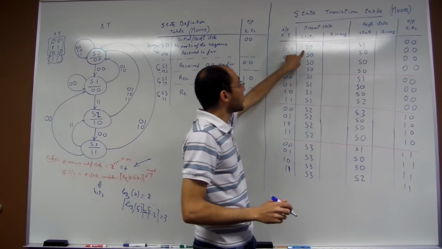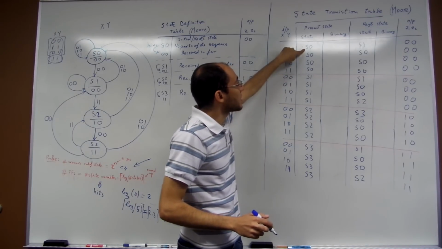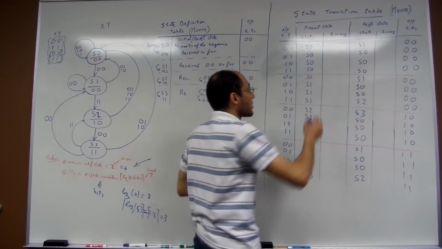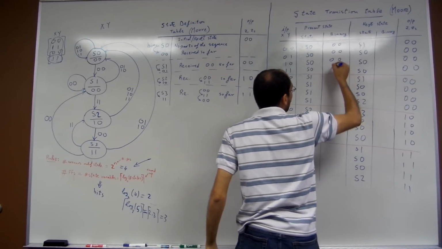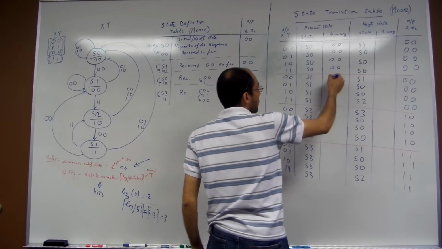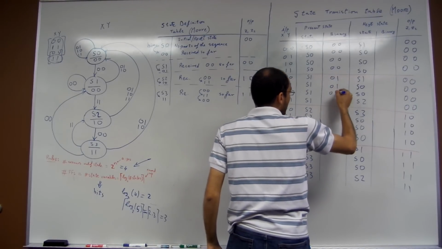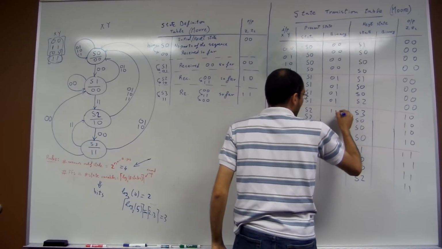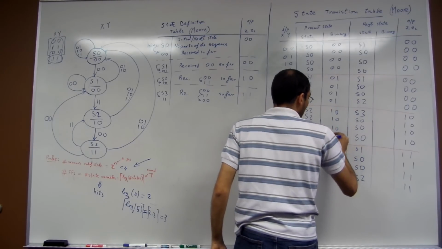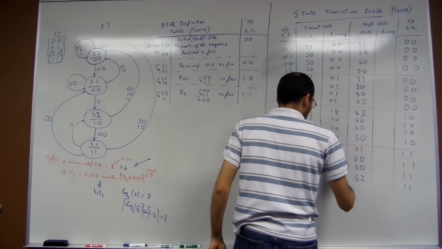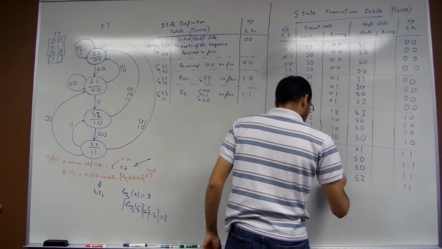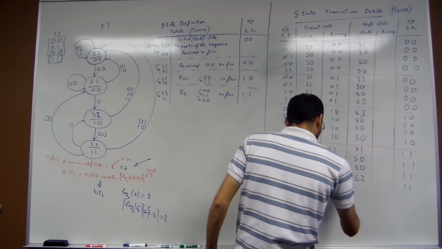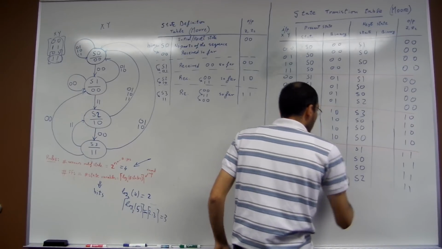What I'm going to do here is look at S0 and write its binary assignment here. So here S0 is 00. S1 is 01. S2 is 10. S3 is 11.